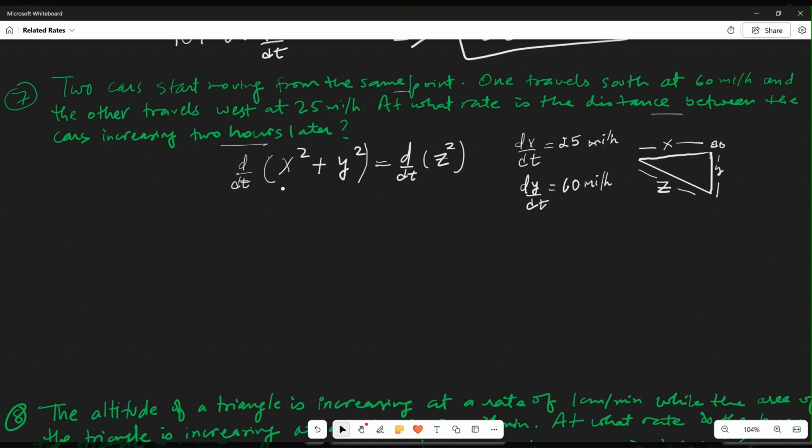Let's check the derivative. The derivative of x squared is 2x, and with respect to t it's dx over dt, plus 2y dy over dt, equal to 2z dz over dt.